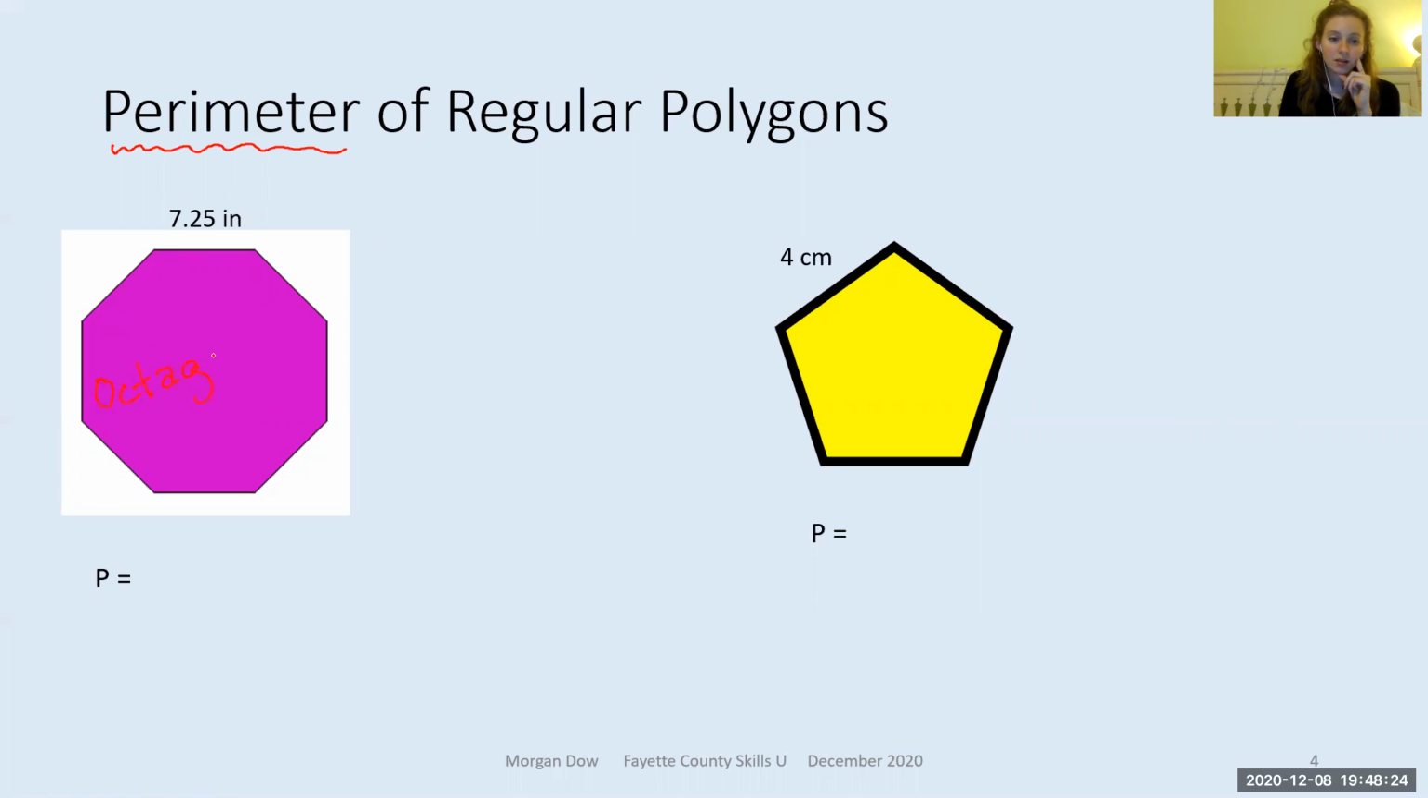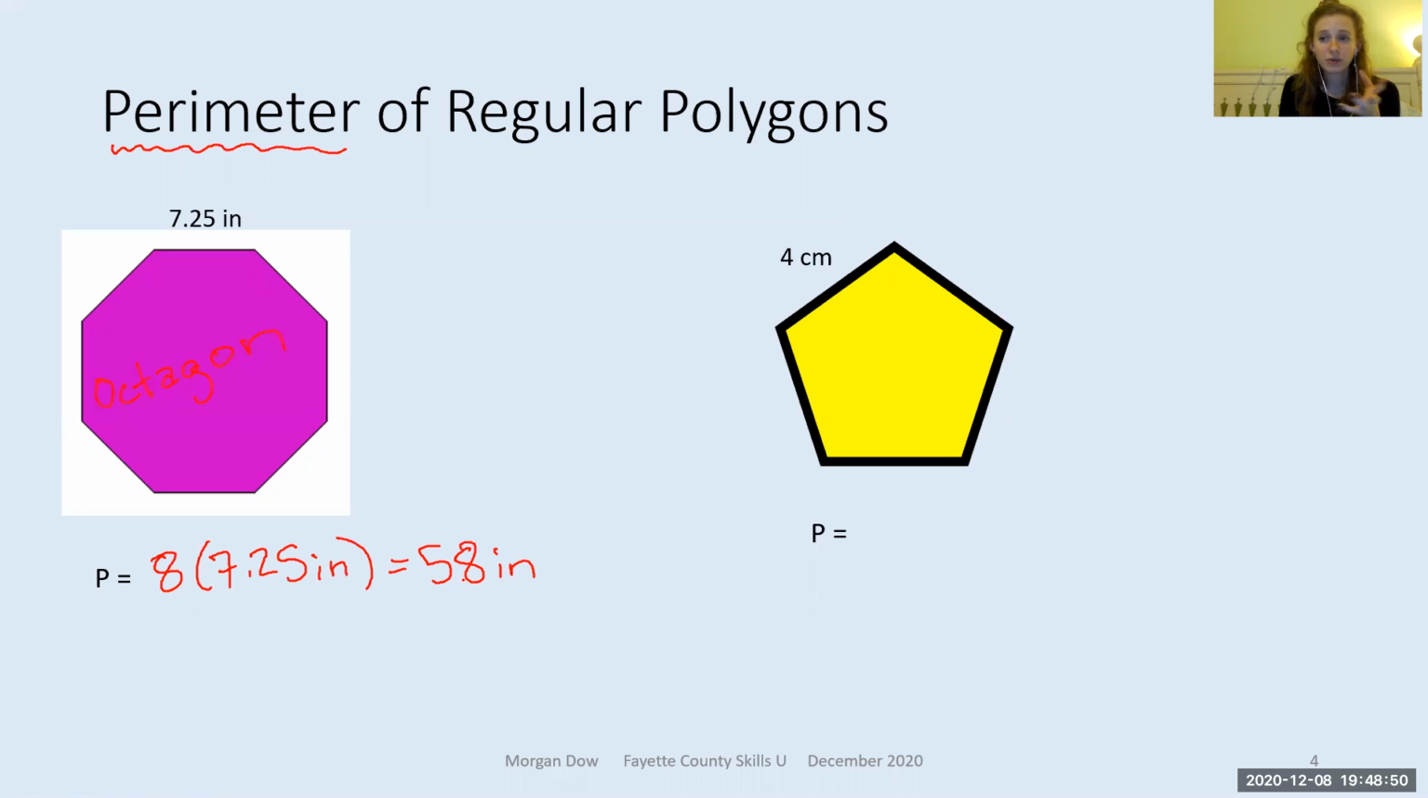Stop signs are octagons. And only one side is labeled, so I can assume that all of the sides are the same. So if I have 8 sides and each side is 7.25 inches, that means in total, right, 8 times 7.25 will give me 58 inches all the way around this octagon.